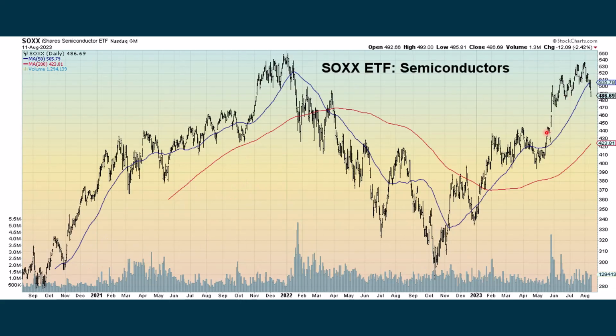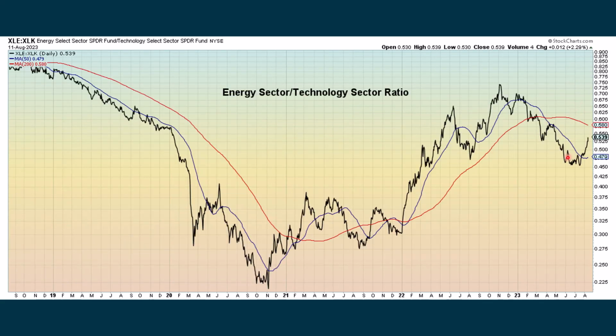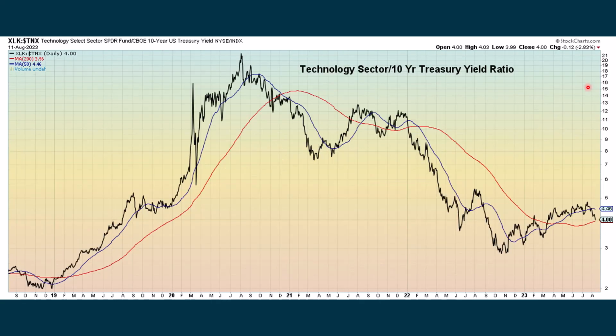The SOX index, which is semiconductors, has seen recent weakness, but is still in an uptrend. The tech sector to the S&P really saw some weakness, but is still outperforming the S&P. The energy sector, which is bouncing back compared to tech, has still been underperforming overall. When we look at growth stocks and compare them to government bonds, growth stocks are continuing to outperform bonds. The tech sector compared to the rise in interest rates shows that the tech sector is outperforming.